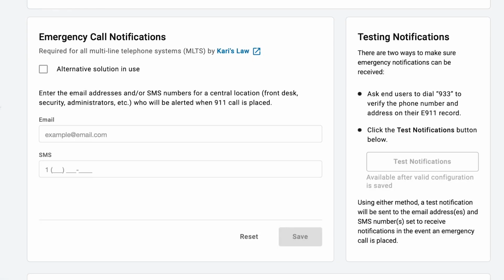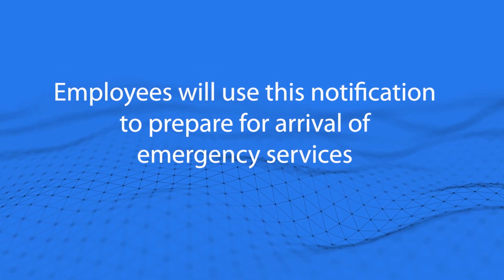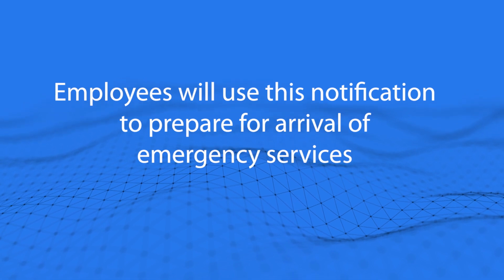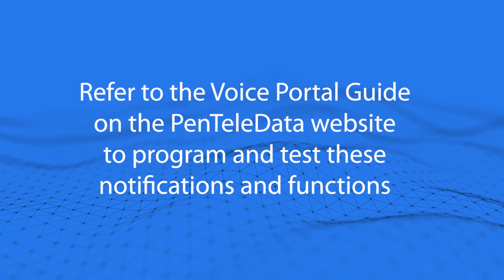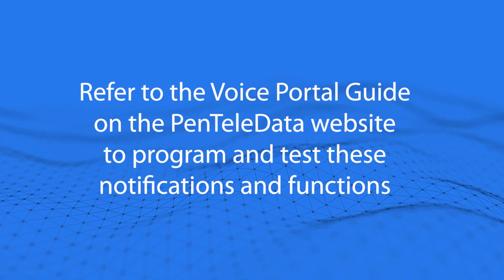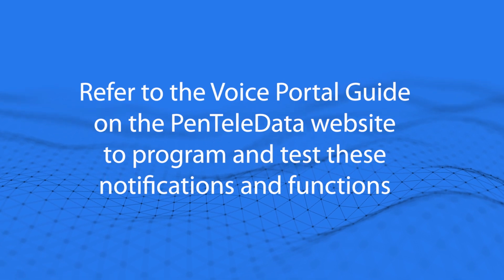They allow you to program email addresses and/or cell phone numbers for email and text notification to employees needing awareness of 911 calls occurring at your company. The employee will use this notification to prepare for the arrival of emergency services. Please refer to the Voice Portal Guide located on the Penn Teledata website for additional information on how to program and test these notification functions.